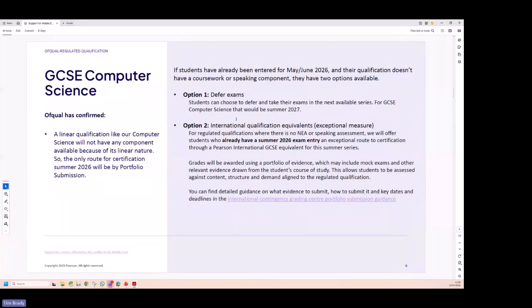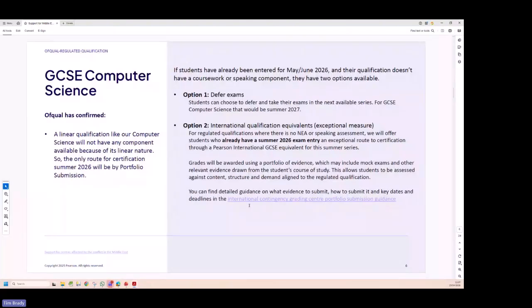So option two, what the regulatory framework wanted was to have calculated grades, but that isn't an option for this qualification. So this qualification's grades will be awarded using a portfolio of evidence. So it's coming under the international contingency grading approach. We'll talk about that more as we go through this presentation.